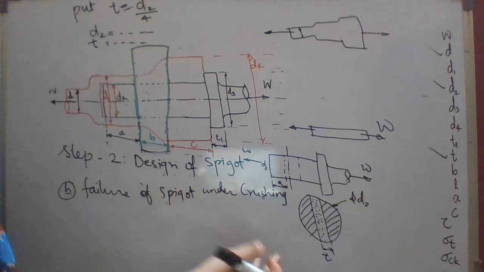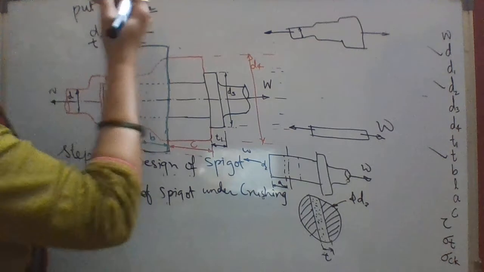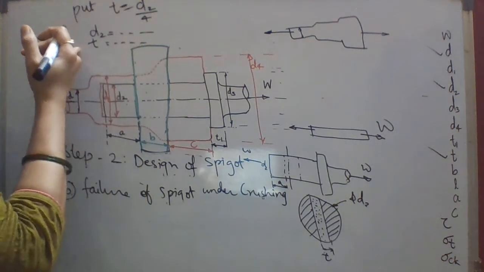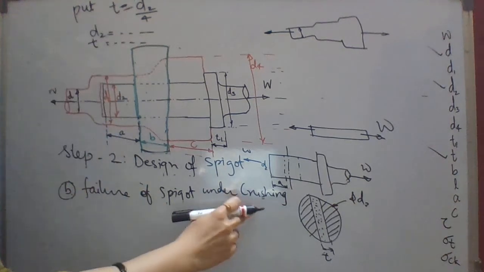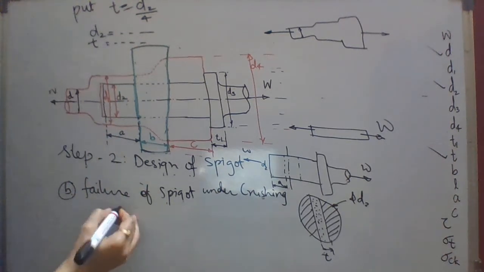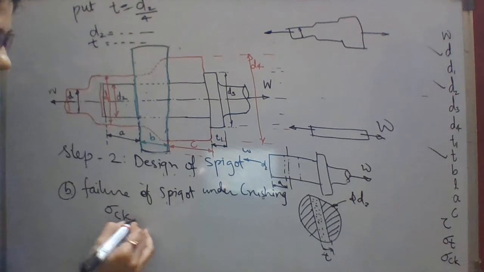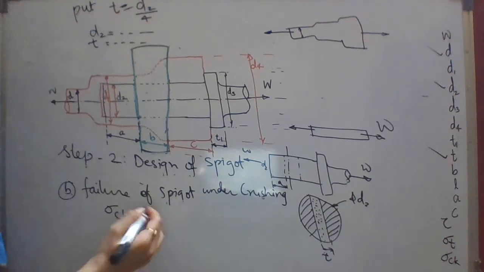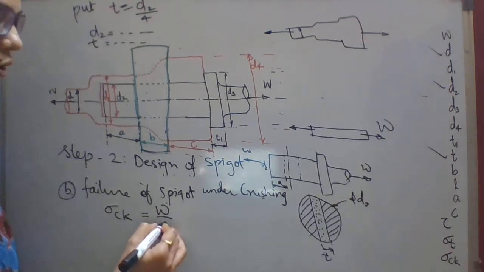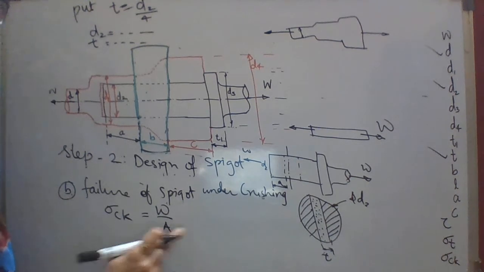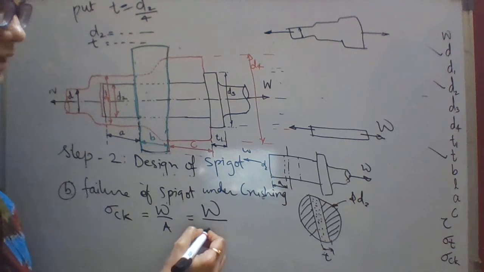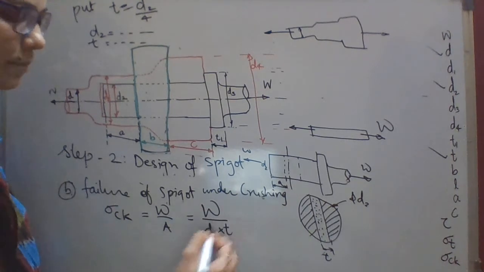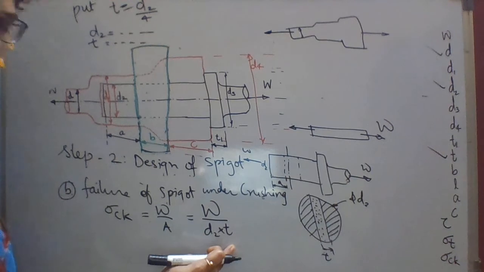So what will be the area? Will it be d2 into t? Now you will say okay, we already have d2 and also we have t. So we'll check whether these dimensions will sustain under crush or not. So we'll write down the equation of strength for crushing. So sigma Ck will be load upon area, but which area? Area under crush. So area under crush, for spigot, is d2 into t.